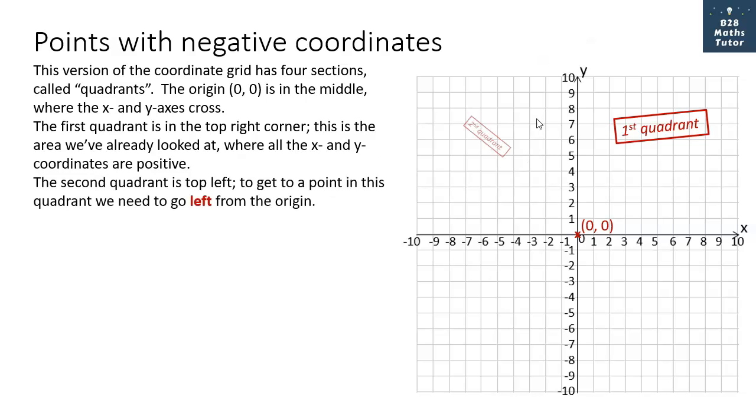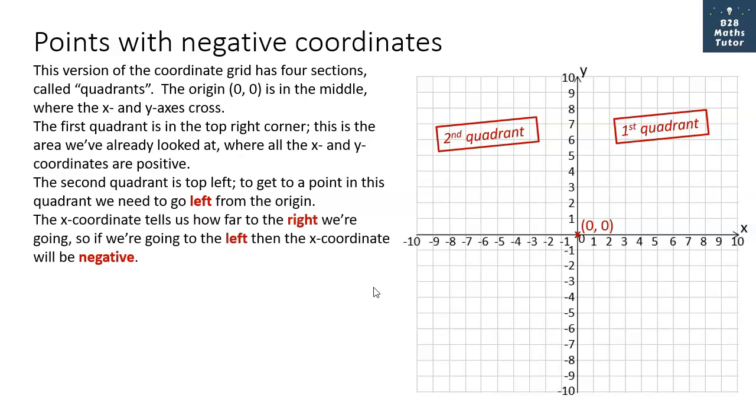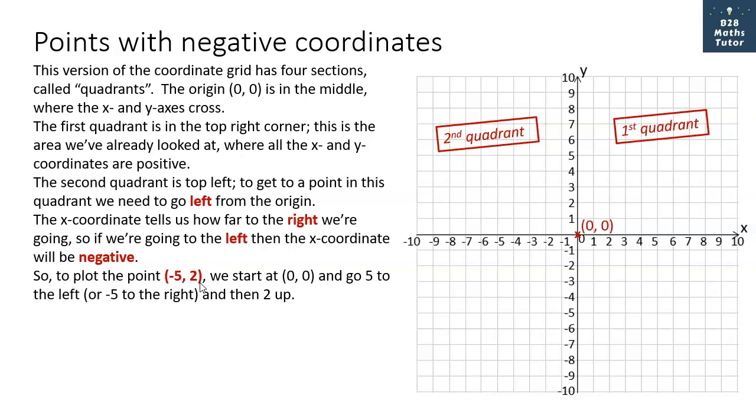The second quadrant is this one here, the top left. When you're dealing with points in this quadrant, you need to go left from the origin. Now remember, the x-coordinate is how far to the right you're going. So that means that if you're going left, you're going to the right by a negative amount, aren't you? So your x-coordinate is negative. For example, the point negative 5, 2: we go 5 to the left, which is the same as negative 5 to the right, and then up 2. So we end up here, like that.